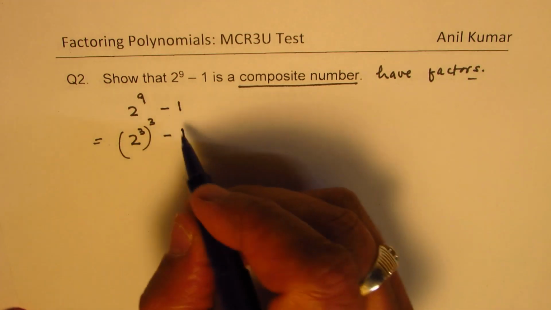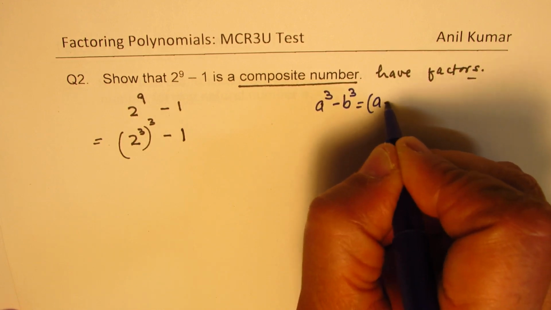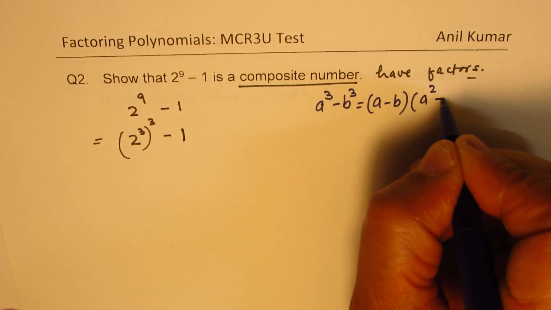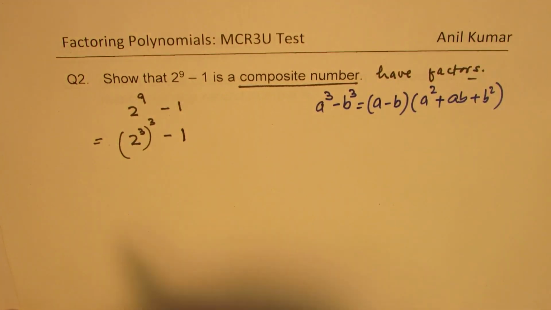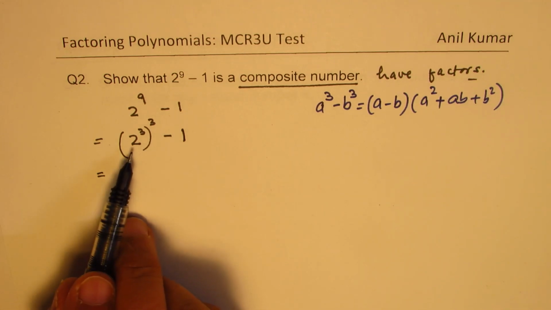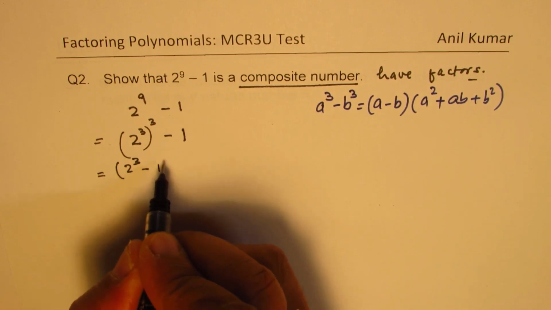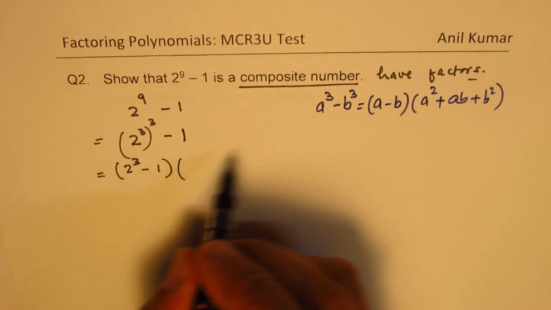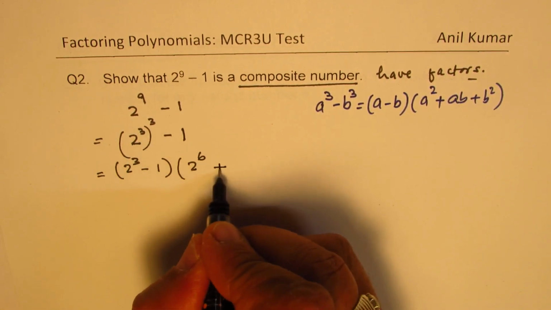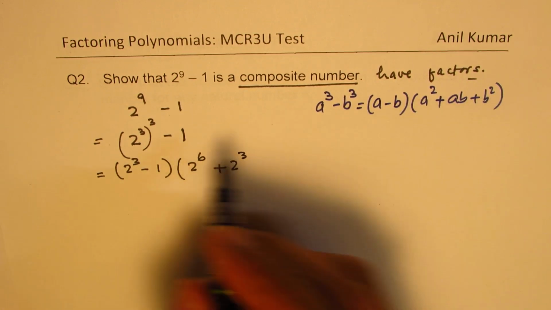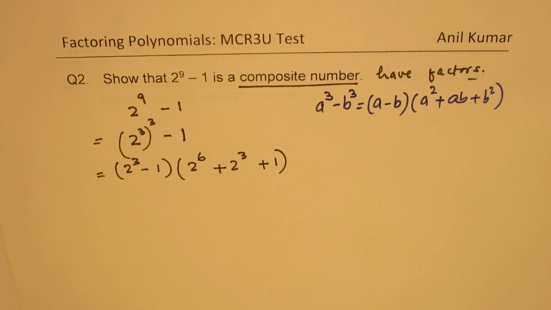And now I can apply the formula of a cube minus b cube. So we have a minus b times a square plus ab plus b square, right? So what do we get here? So we can factor this. A is 2 to the power of 3 for us. So we get 2 to the power of 3 minus 1 as the first factor, a minus b. The other factor, square of this will be 2 to the power of 6 plus ab, meaning 2 to the power of 3, plus b square, which is 1. Is that okay? So that is how you could factor this.